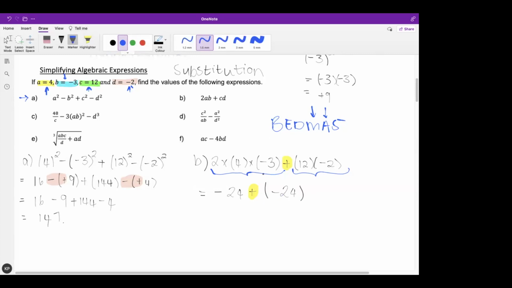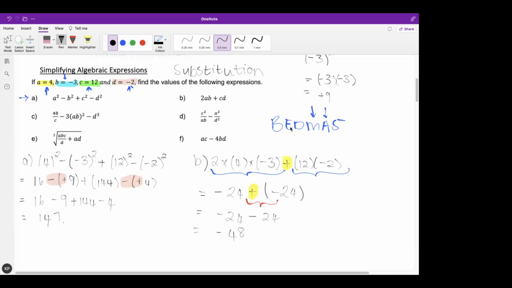Once again, we are stuck with this positive, negative in the middle. What does positive and negative give you? A negative. So it's negative 24 minus 24. So we're going further into the negative side of my number line. What is that going to give me? Starting off from negative 24 and getting smaller and smaller, so it's going to be negative 48. Nice, Logan.